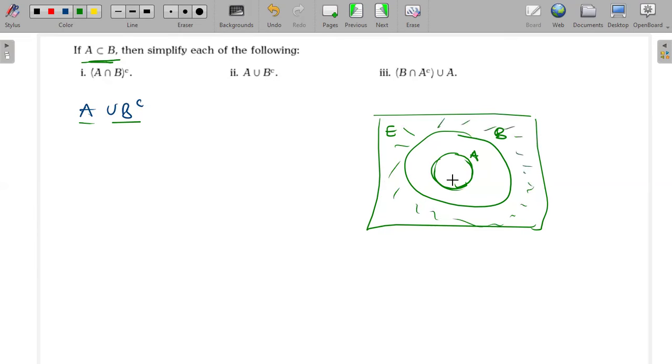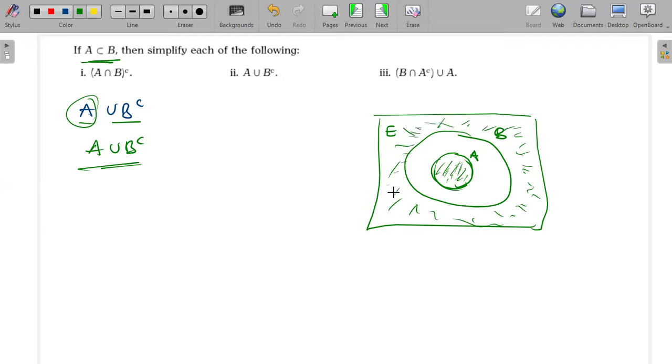And then you have union A. So what is A? A is this part here, like that. Now, is it possible for us to simplify this further? No, because this is in its simplest form. So you just write A union B complement. This is what you're going to get. That remaining part here, which is outside, is the universal set.